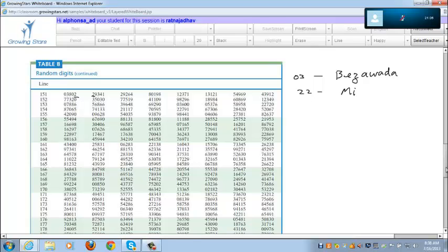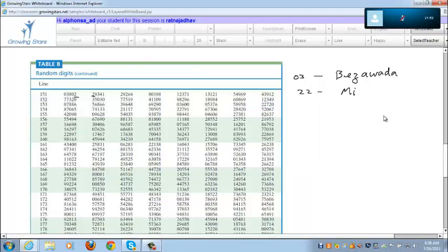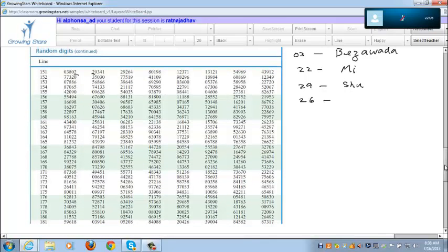There are 4 treatments here to be applied, so each group should have 9 people. We won't choose all the groups. We'll just choose one group to show you the method. So 22, then 93, 41, 29, then 26, then 48, 01. If we get any repetitions, we won't select them because we have already selected that person.